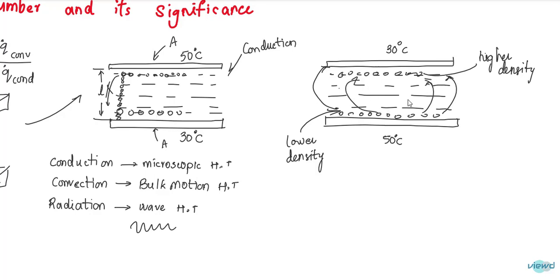So there is a quick transfer of heat from 50 degree centigrade to 30 degree centigrade, because there is mass transfer, and with the mass transfer there is heat transfer. Here the heat transfer is only due to conduction. This is convection, where molecules transfer the heat to the top plate. So now this is due to convection. So what is heat transfer due to conduction?